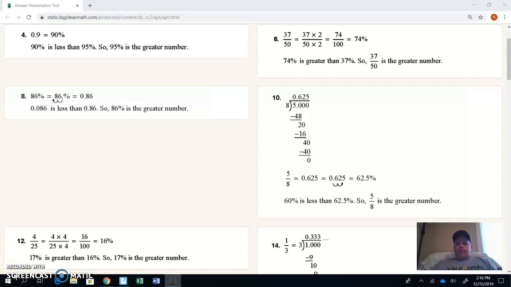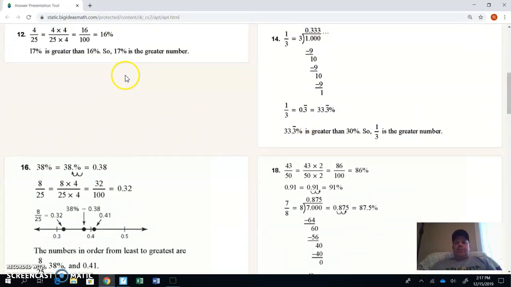Here are the answers to some of the problems. Number 4, 9/10 equals 90%, so 90% is less than that. So we have 95% is the greater number. In the second one, 37/50 is the greater number. Number 3, 86% is the greater number. 5/8 is the greater number.